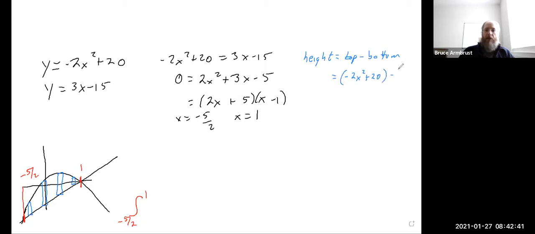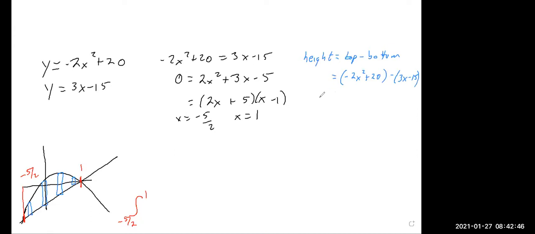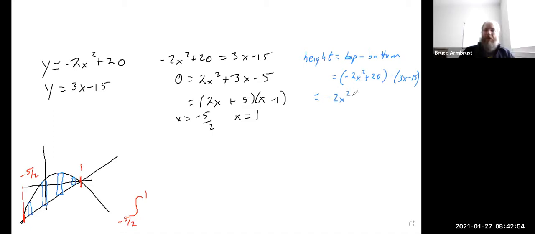And then we're going to subtract 3x minus 15. All right, so if we distribute through, we get minus 2x squared minus 3x plus 5. So this is what's going to go into that second box, right? It said, give us the height of the rectangle in terms of x. That means as a function of x. There you go. Okay, so that's what goes into the second box.